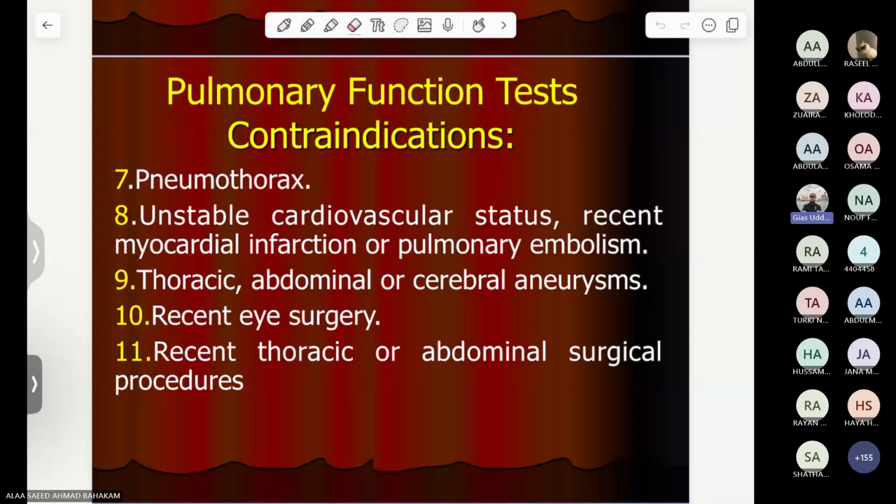So when a patient comes to you for the lung function test, you have to ask about this. If he has any of these conditions, we cannot do the pulmonary function test. So we know the indications, we know the contraindications. Is it clear to everyone? Okay, thank you. Go to the next one.